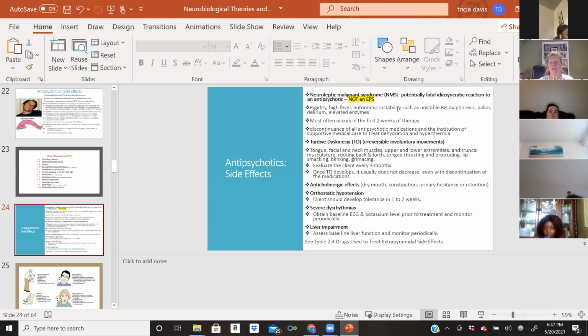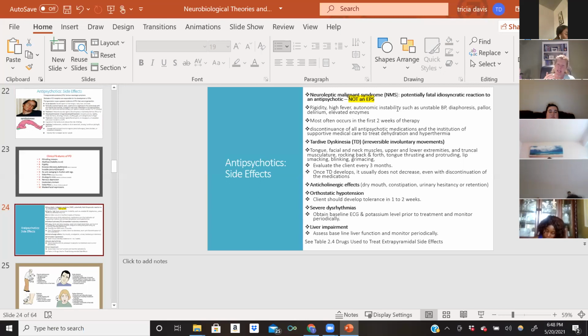So the tongue will thrust, it's going to protrude, you're going to have lip smacking, the patients blink constantly, and then they will be grimacing. So the thing to monitor here is that you want to make sure you are evaluating this patient every 3 months. Once this starts, it doesn't stop. We can't really reverse it, even if we discontinue the medication. So that's why it's so important to really monitor these patients.